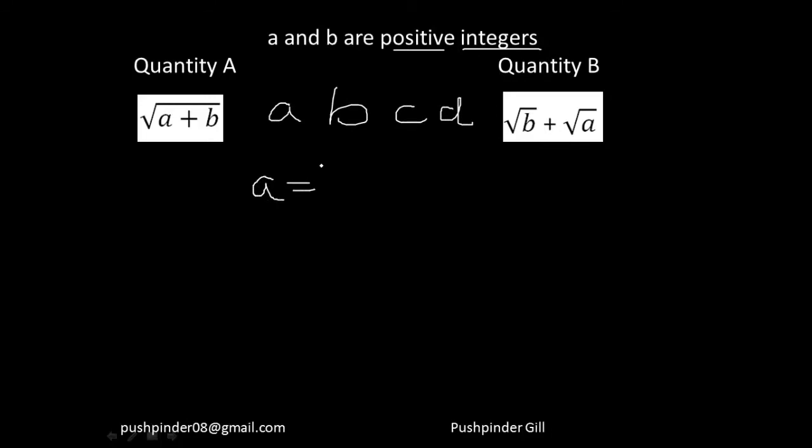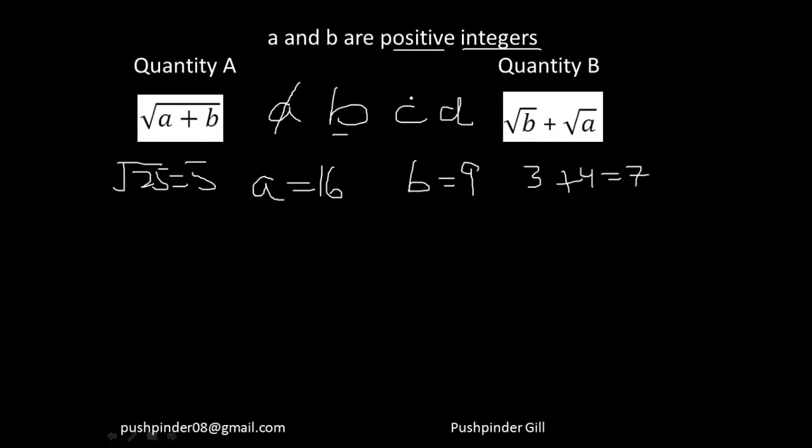So again, whenever I see roots, I'm going to pick up some Pythagorean triplets. So this is root 16 and this is 9. This is root of 25, which is 5, and this is root of 3 plus root of 16, that is 4, that is 7. Which is greater? B is greater. So A is gone and C is gone.